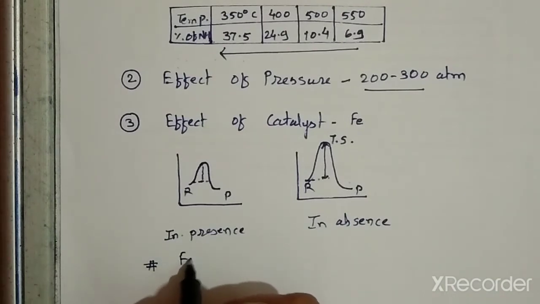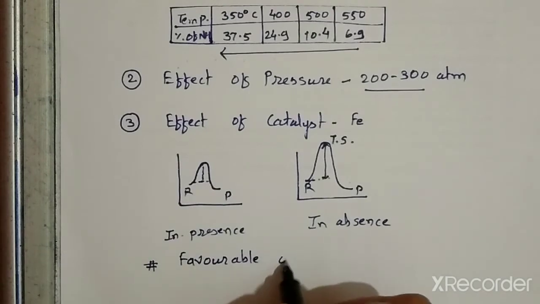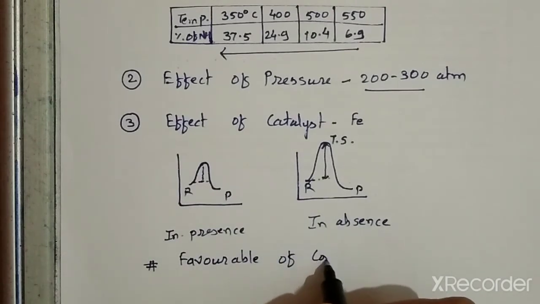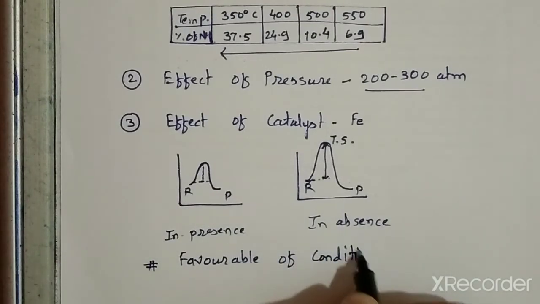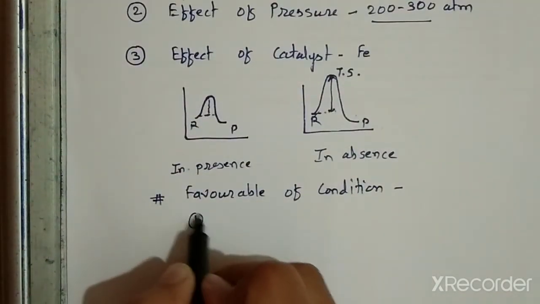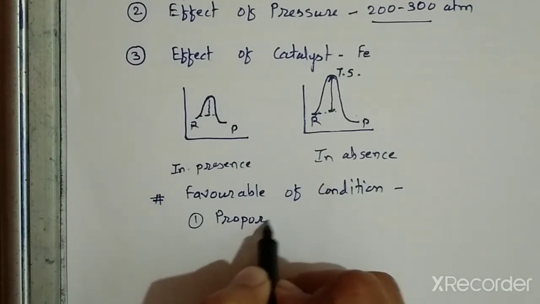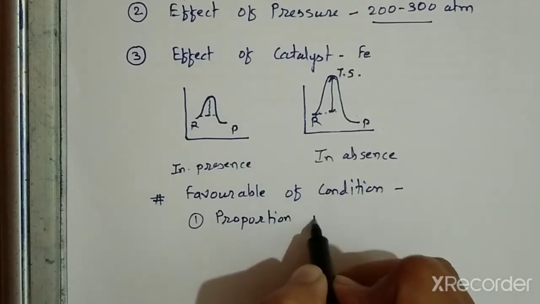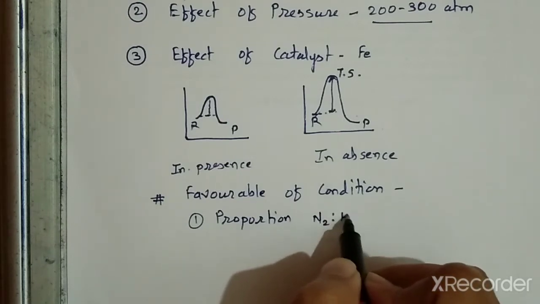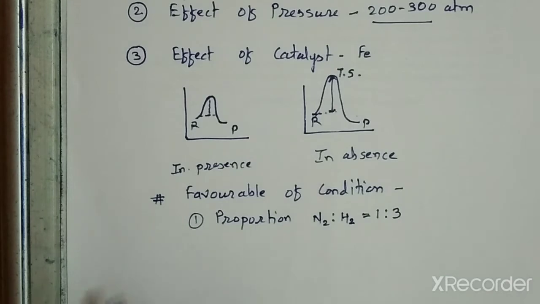And we are going to see the last point of the formation of ammonia, that is the favorable conditions. Which are the favorable conditions for a better yield of ammonia? This is a very important point. First is the proportion. In what proportion do nitrogen and hydrogen react? Nitrogen to hydrogen, and we know that it is in the ratio 1:3.